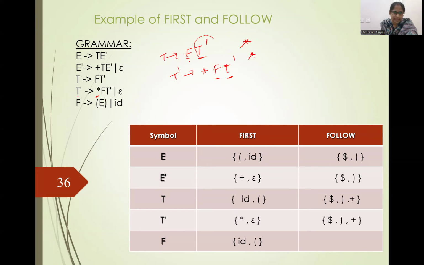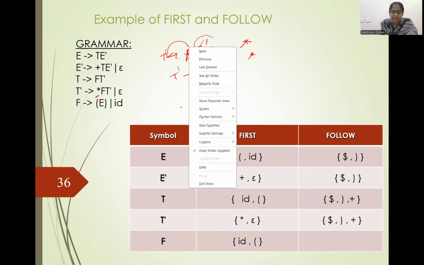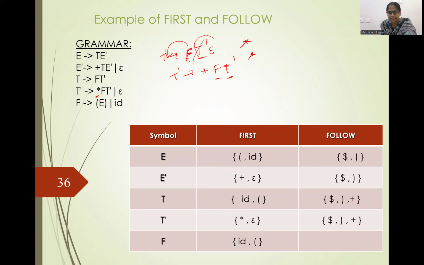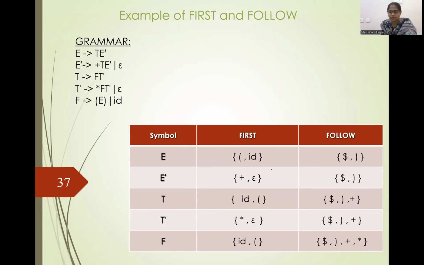And in the same way, T dash is going to derive epsilon also. If I replace T dash with epsilon, then follow of F becomes follow of T, because F is not going to be followed by any terminal. So follow of F becomes follow of T. And here follow of T is computed and it is dollar, closing parenthesis and plus. In addition to that, we computed star as a terminal which is followed by F. Now follow of F contains dollar, closing parenthesis, plus and star. This is how we construct follow of a given grammar.